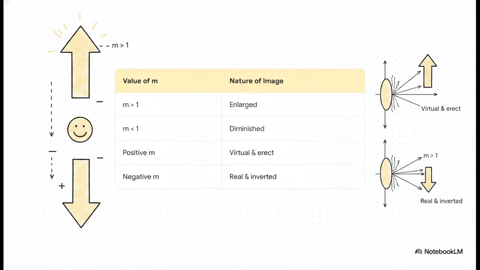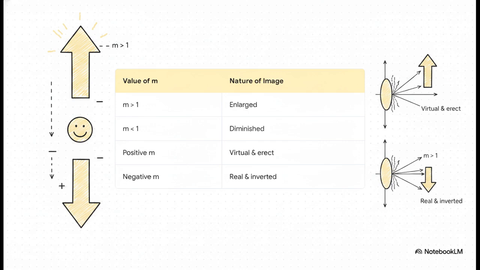Finding where the image is located is awesome, but we also kind of want to know how big it is. For that, we calculate magnification, represented by m. Magnification is basically just the ratio of the image height to the object height, which neatly corresponds to the ratio of the image distance v to the object distance u. The resulting number tells you everything. If m is greater than 1, your image is enlarged. If it's a fraction less than 1, it's diminished or shrunken.